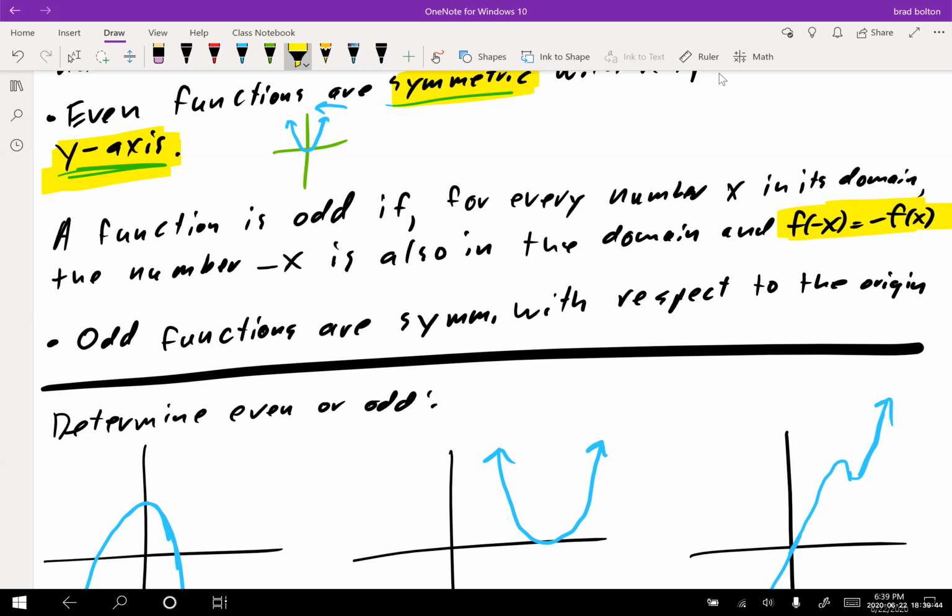Odd functions have symmetry with respect to the origin. The way I think of it is you fold it twice. You fold it once over the y-axis and then you fold it another time over the x-axis, or vice versa. So it's a double fold.